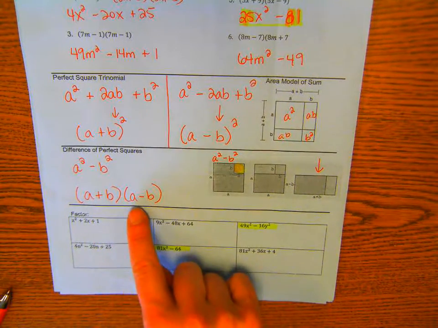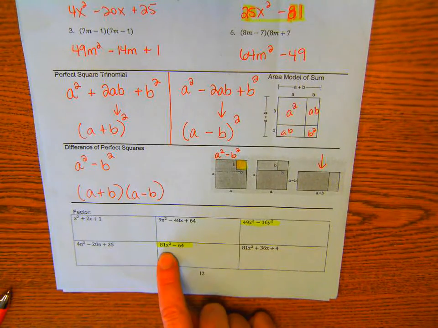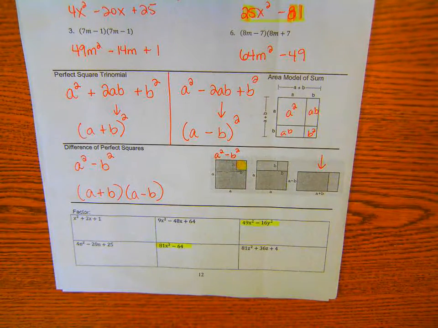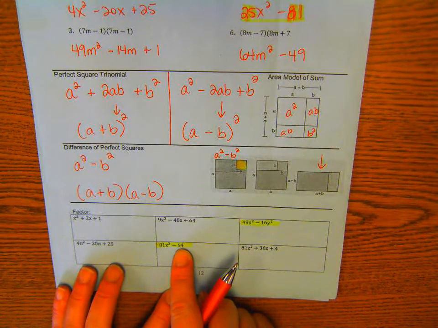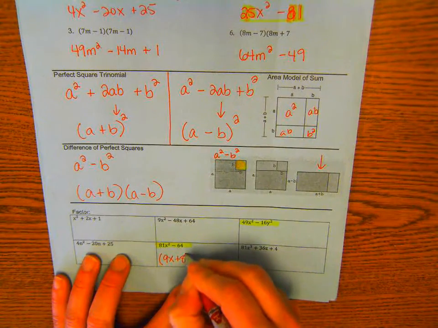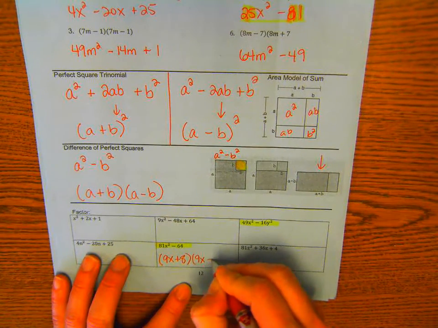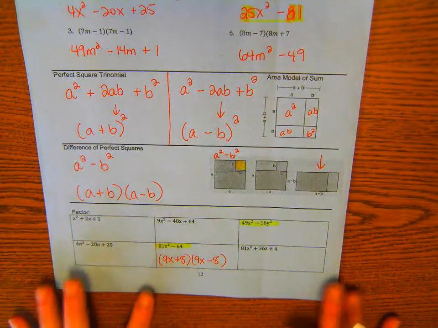And when we factor them, to get the a plus b, a minus b, we take the square root of these things. What is the square root of 81x squared? 9x. What's the square root of 64? 8. So this is going to factor into 9x plus 8, 9x minus 8. What if you wrote 9x minus 8, 9x plus 8? Doesn't matter. As long as one is plus, one is minus.